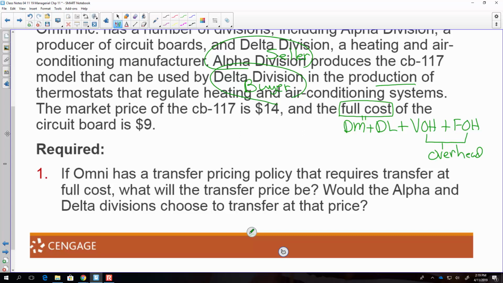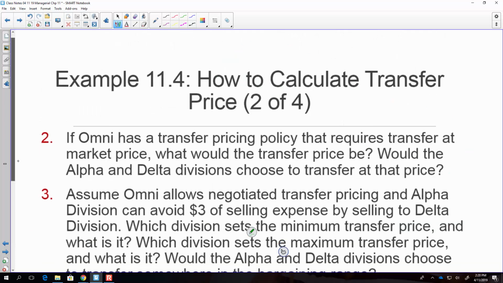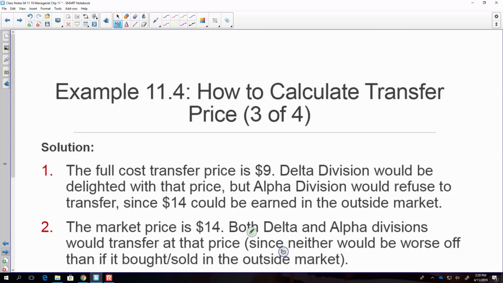So there's a series of questions now, depending on if it's a market price we will use, a cost plus method, or negotiated. In question 1, if Omni has a transfer pricing policy that requires transfer at full cost, what would the transfer price be? And would Alpha and Delta choose to transfer at that price? So in this particular example, let's go to the answer to question 1.